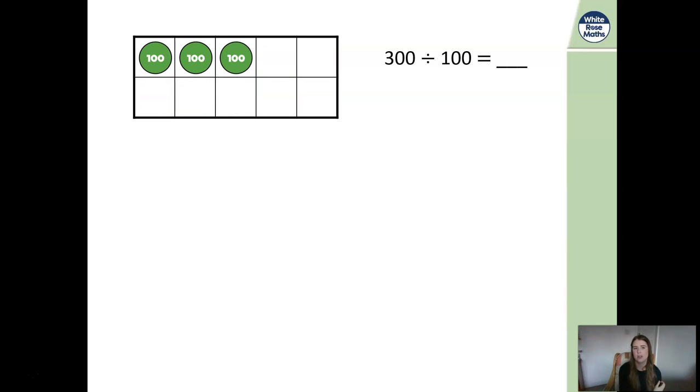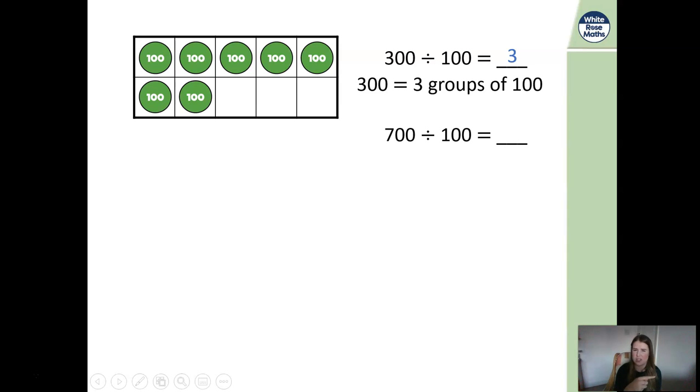So let's apply the knowledge to this question. 300 divided by 100. This question is effectively asking us how many groups of 100 are there in 300, and we can see from here we have 1, 2 and 3. Therefore, the answer is 3.